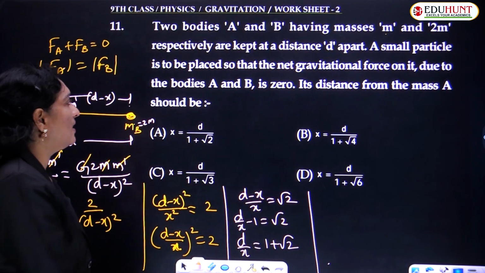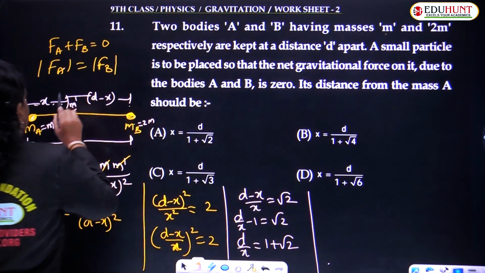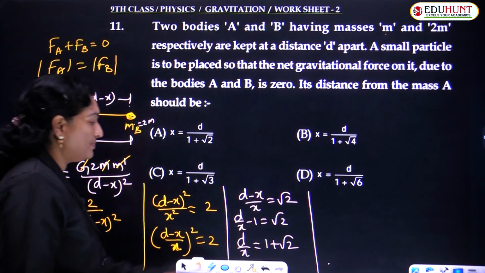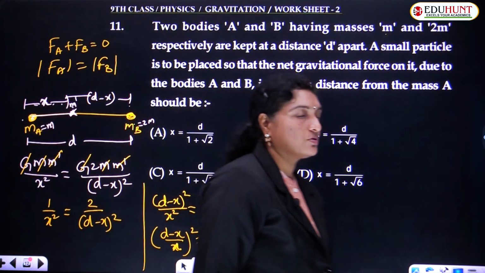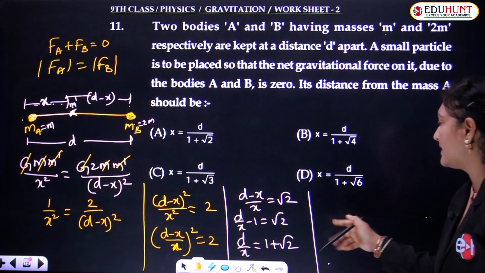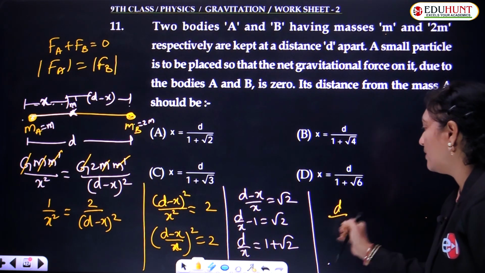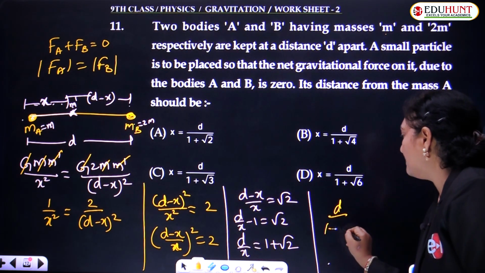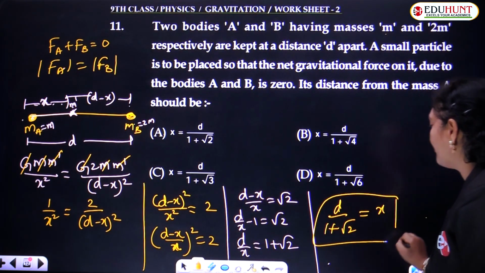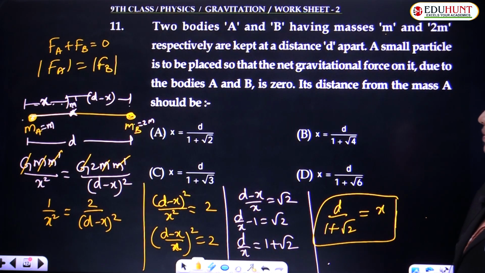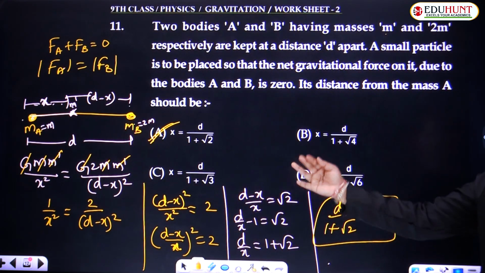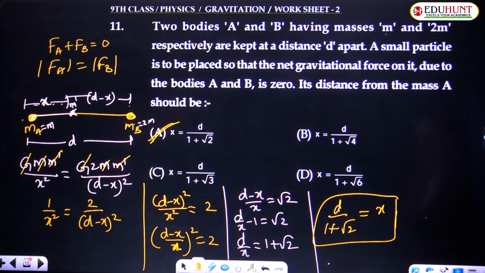But what you are asked to find out is the particle's distance from mass A, which is x. So you have to find out the value of x. Bringing the x here and taking the other values to the other side, d upon 1 plus root 2 is the value of x. So x is found to be d by 1 plus root 2. Hence the correct option is option A. We already solved this model in the previous exercise, children. Just refer to that.